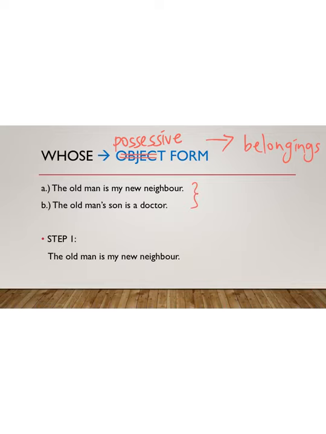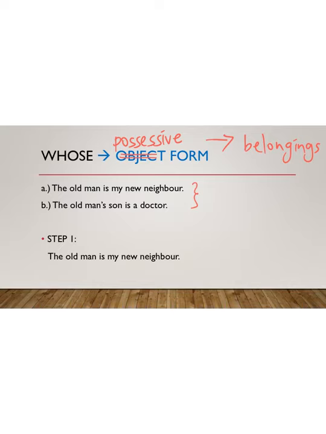Okay, again, we have got two sentences here. Sentence A, the old man is my new neighbor. The old man is my new neighbor. And then we have got the second sentence. The old man's son is a doctor. So I want to tell you the old man is my new neighbor, but I don't know which old man you are talking about, and that's why you have to give some more information.